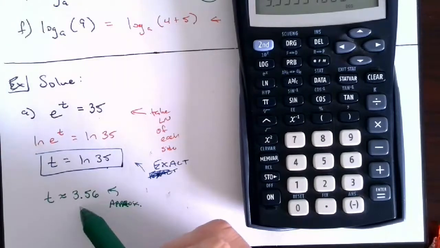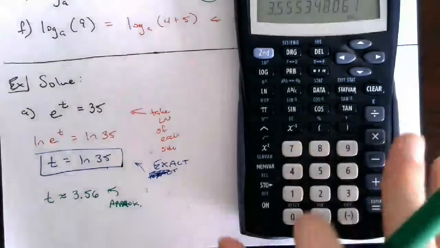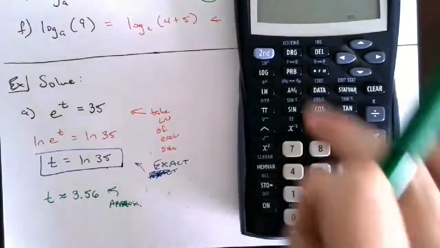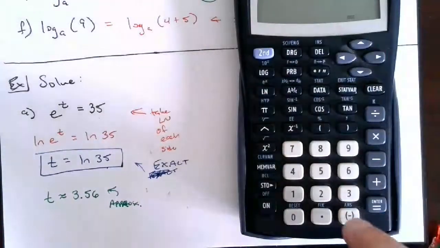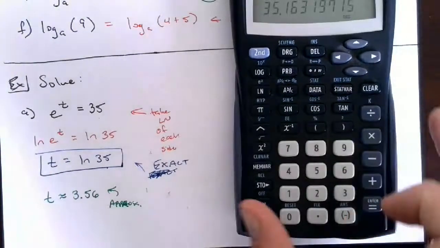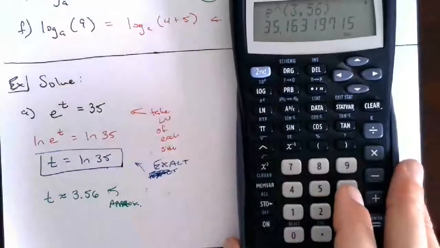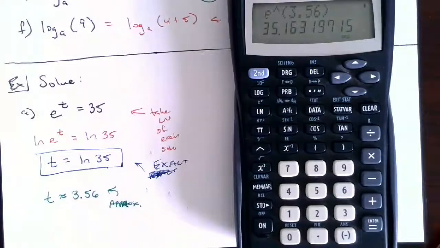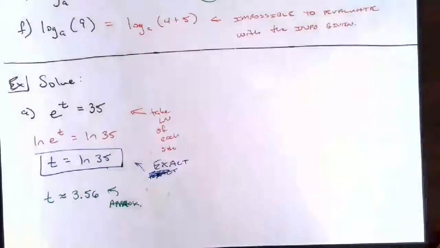If you were to try and see if this works out nicely, you could check it on your calculator. We won't do this for all of them, but you could say, okay, e to the 3.56 power, let's see what that comes out to. And you see it comes out to 35.163, which is pretty close to 35. So we probably have the right answer. As we round this, we're losing some of our precision on how close to 35 you will be. The more decimals you use, the closer you'll be to 35. The exact value, though, is natural log of 35.